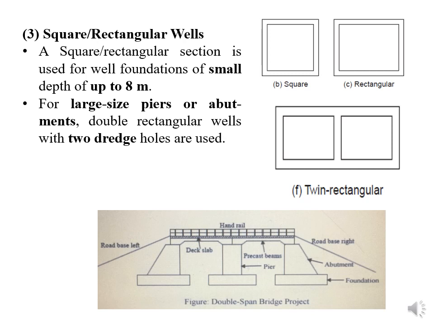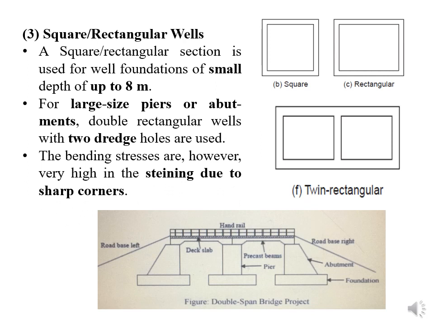And we can say two holes are there. The bending stresses are, however, very high in the steening due to sharp corners. These wells, squares or rectangulars, have sharp 90-degree corners. So these corners will create a stress or pressure difference between outside and inside. Inside you have filled the soil, sand. If different pressures are there inside and outside, there is a chance of tilting.